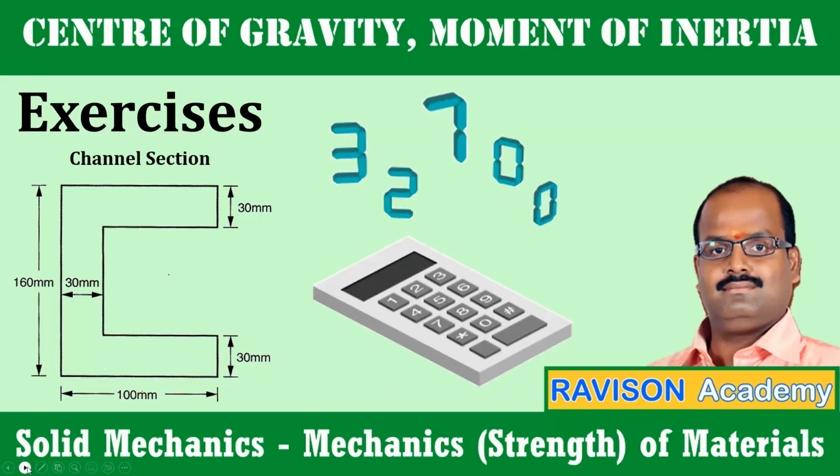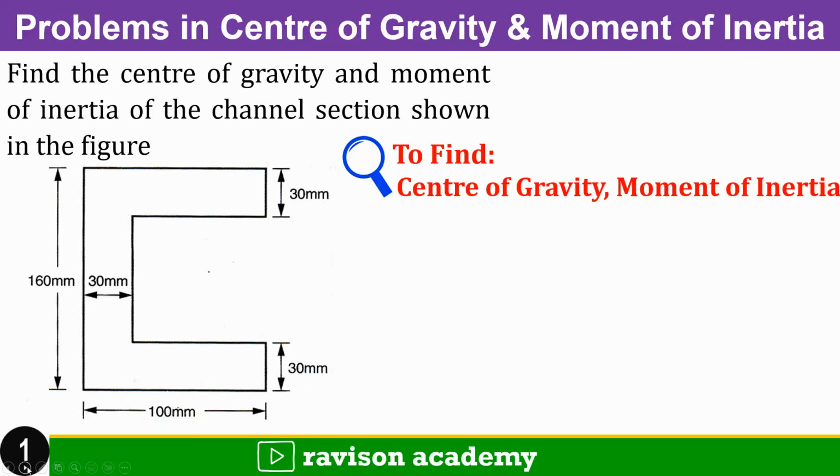Find the center of gravity and moment of inertia of the channel section shown in the figure. So in this problem, we want to find out the center of gravity CG and moment of inertia of the given channel section of dimension 160 mm by 100 mm with flange thickness 30 mm.